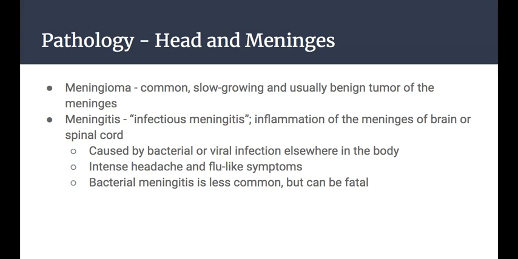And then we have meningitis, infectious meningitis. That's what it's known as. Inflammation of the meninges of the brain or the spinal cord. So obviously, if we have inflammation of that, that's not good. This can be caused by a bacterial or a viral infection elsewhere in the body, and then it can be transmitted into the meninges.